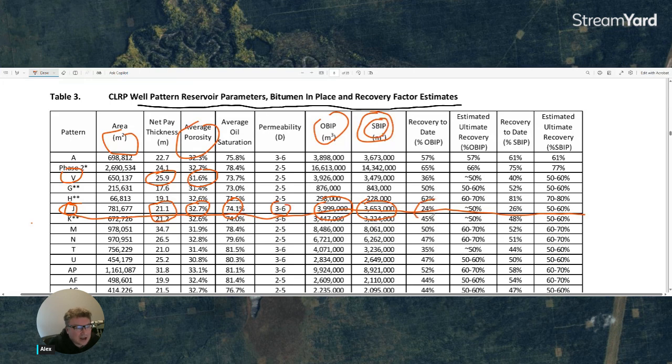So on this pad, the recovery up to date is 24%. Obviously, as we look at other data, like 65%, 50%, 47%, we can conclude this pad is maybe younger than the other pads. The estimated ultimate recovery factor is about 50% on the pad. And recovery to date from the SAGDable bitumen in place is about 26%. So we get 24%, 26%. And the estimated ultimate recovery SAGDable is 50 to 60%. So they leave a little bit of uncertainty, right? Because it's difficult to predict steam chamber shape, growth, coalescence, development, all of those things.